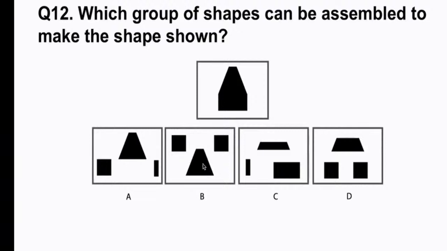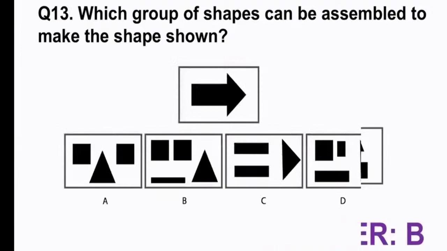So if we look at B, that flat top triangle is the same. And if we add those two squares together, that will form that rectangle. So the correct answer is B. Question 13.